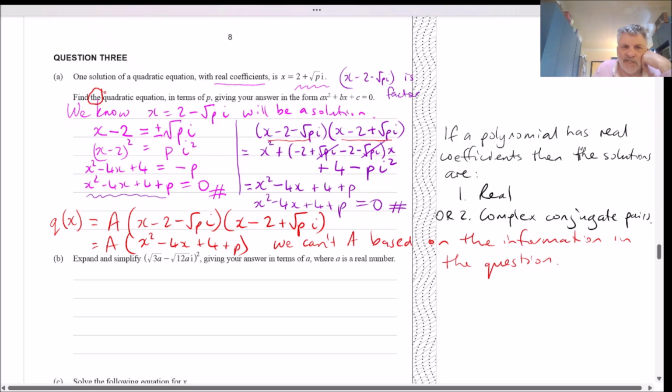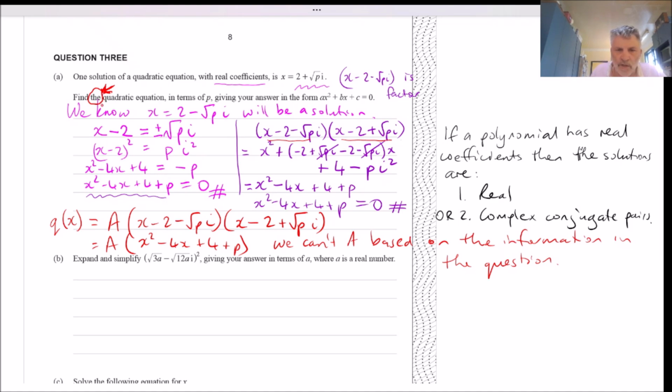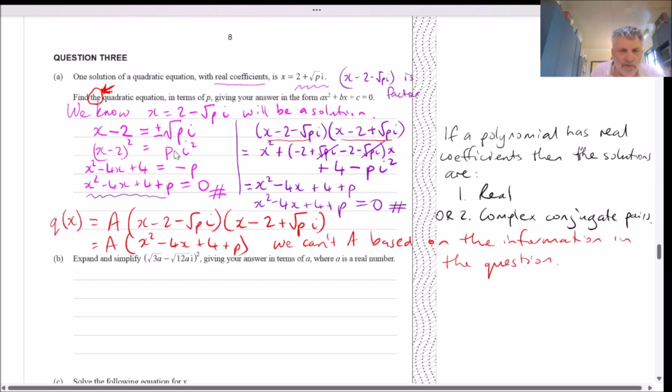And the question does ask for a specific quadratic equation. So in my view, the question is flawed, because we can't actually find the equation. We can find equations for which this will be a root and which will have real coefficients, but that is a quadratic equation, not the quadratic equation. Anyway, that's just a minor flaw, but you should be able to do the algebra and get the solutions one way or another.